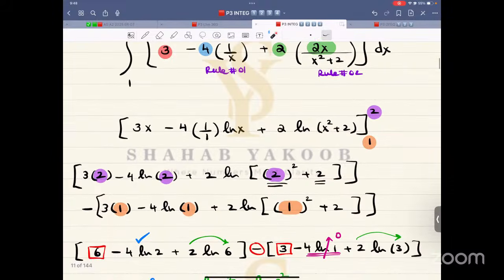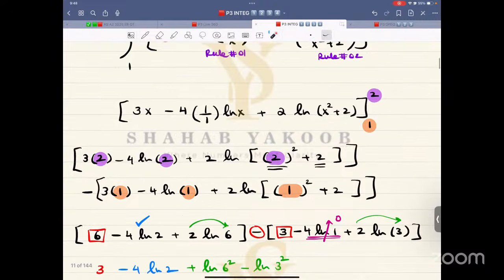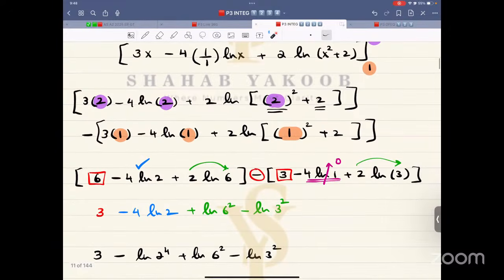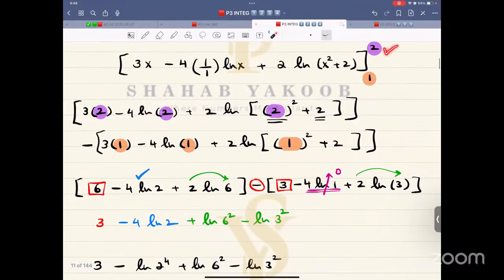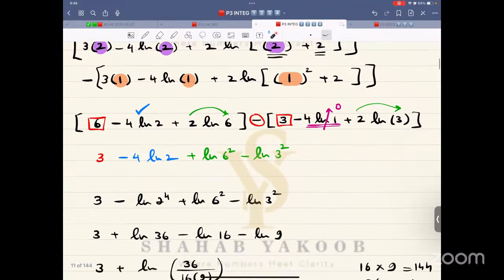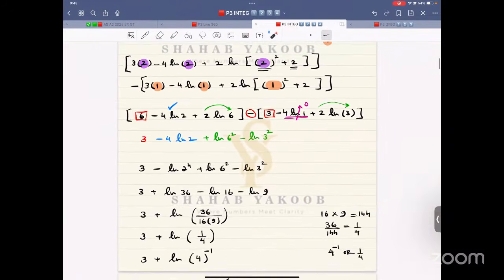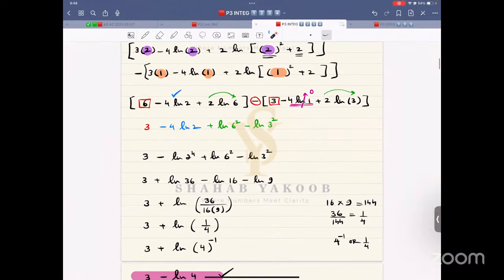So this is 3x minus 4 as it is. Coefficient of x is 1. This is 1 over 1 ln x. And then this is 2 into ln of this thing. Then look at the simplification. I want you to have a look. The upper limit is 2, the lower limit is 1. So just have a good look at this. So now wherever there is x, you plug in the upper limit 2. Wherever there is x, you plug in the lower limit 1. Then there is a negative sign in the middle.